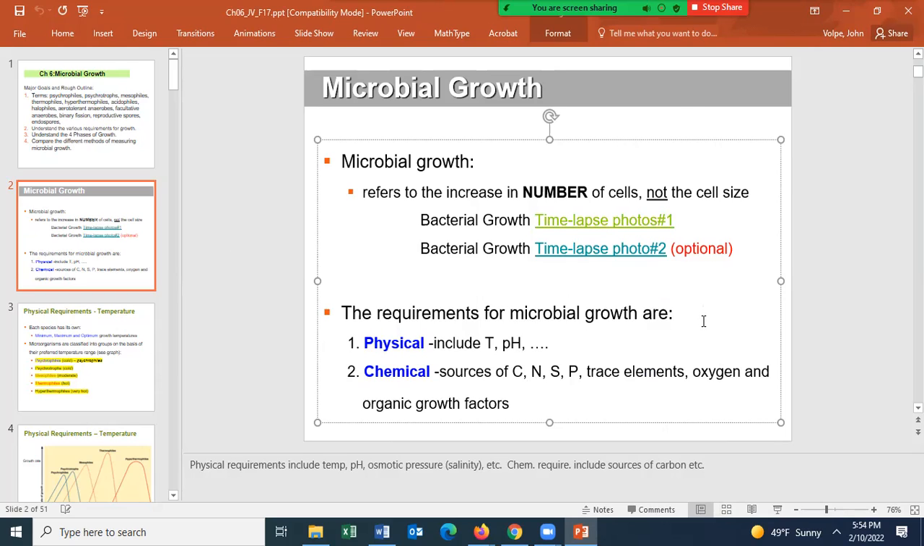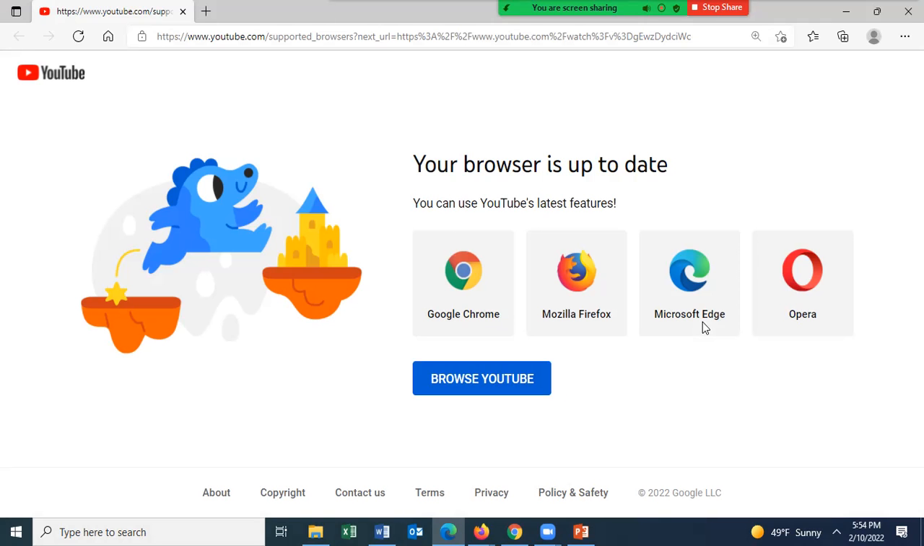The cells have various requirements for microbial growth. There are physical requirements and chemical requirements.